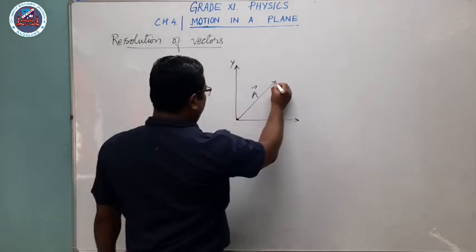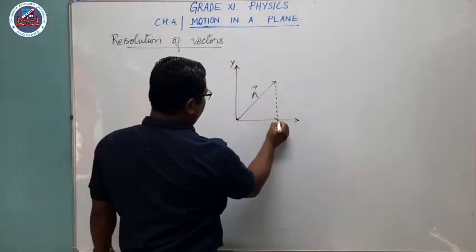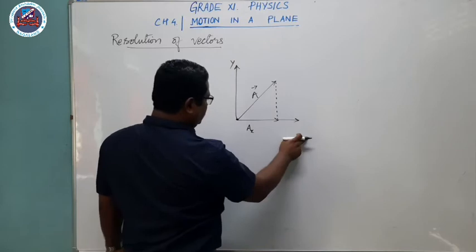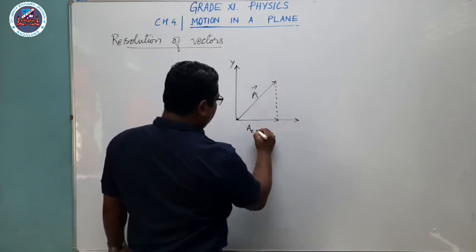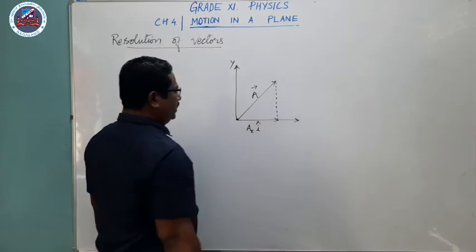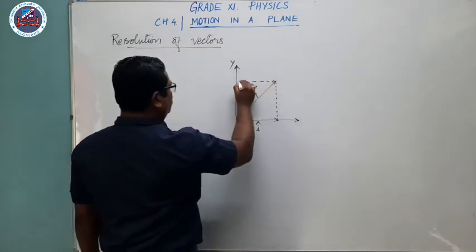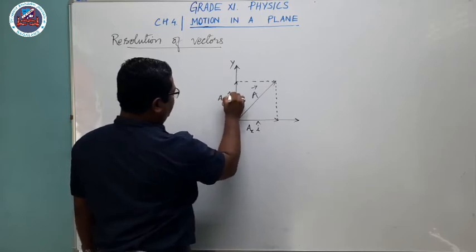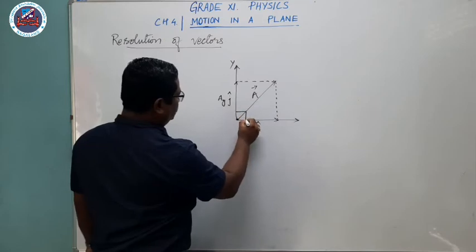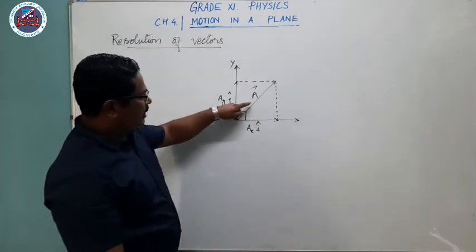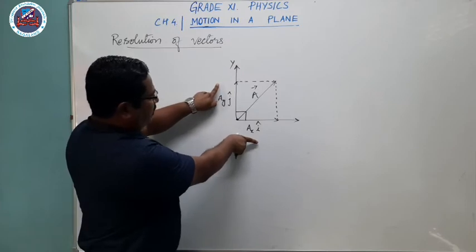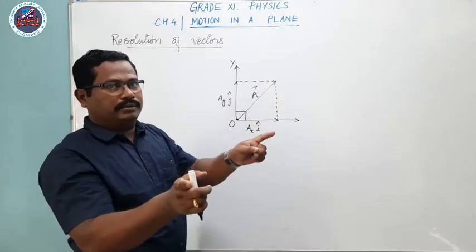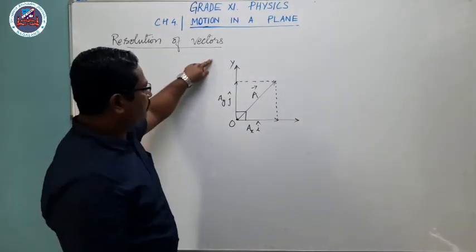Then if you drop a perpendicular here, this length will be written as ax, that means value of A along x-axis. And unit vector, we know that along x-axis we take it as i cap, and towards y-axis we write it as ay j cap. So here the angle must be 90 degree. So this vector A has been split up into two components, one along x-axis and one along y-axis. Splitting a single vector into its component vectors, we call it resolution of vectors.